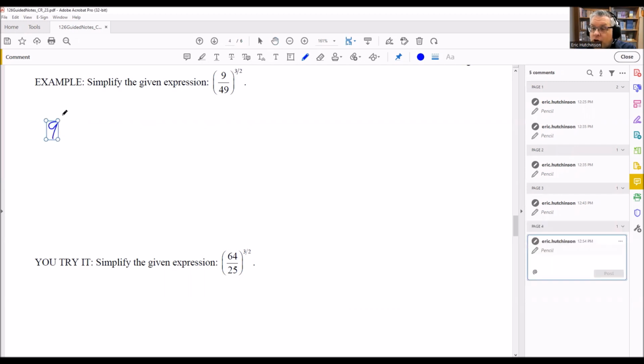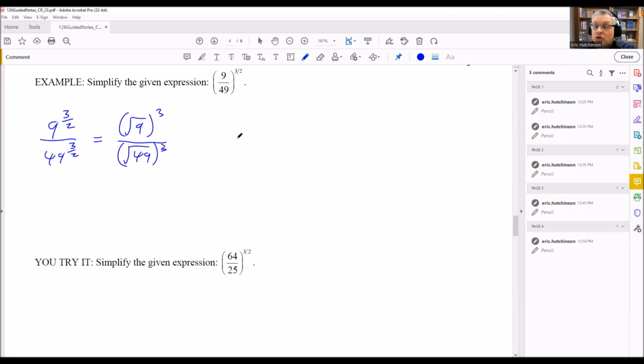So first we'll begin. We're going to do 9 to the 3/2. On the bottom we have 49 raised to the 3/2. We're going to change both of these into radical format. So what that means is, on the top I have a 2 on the bottom of the exponent, which means what I really have is the square root of 9, and all of that is going to be cubed because that's the top number there. We have a 2 on the bottom of this fraction, which means we have the square root of 49, and that is being cubed as well.